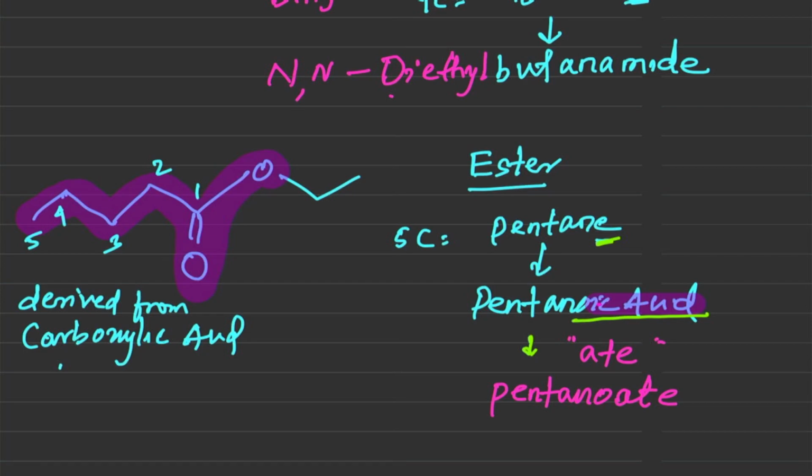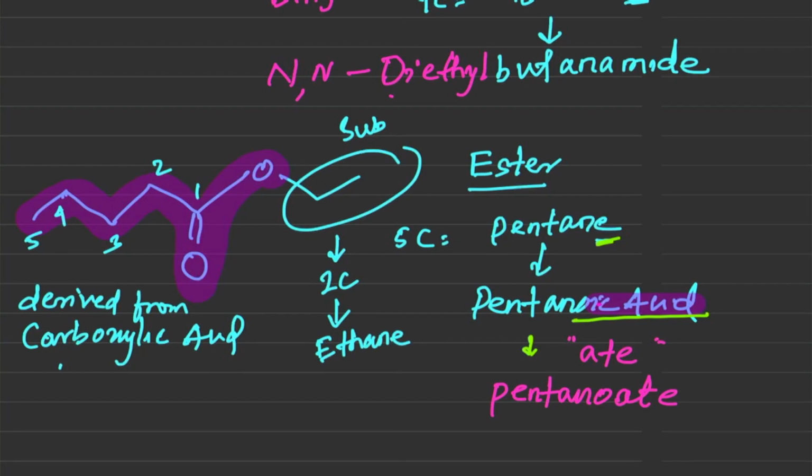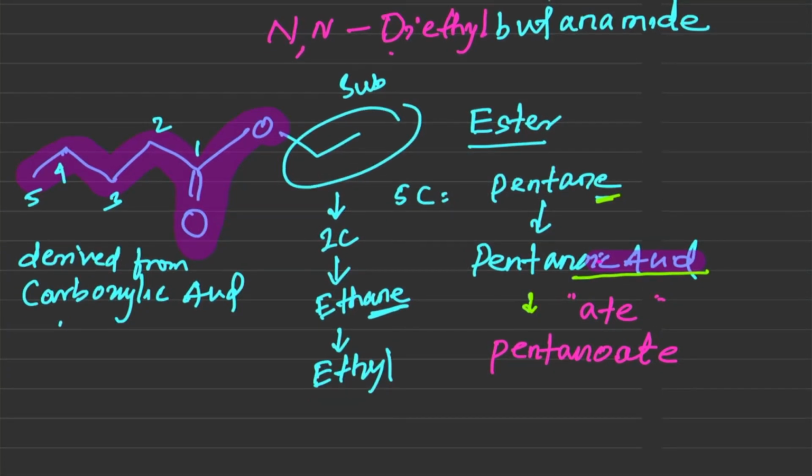Now, what is the substituent here? This is your substituent. The substituent has 2 carbon atoms. 2 carbon atoms means ethane, and every time you have a substituent, the A and E is gone and it's replaced by yl, ethyl. So that's your substituent. So it's going to be ethyl pentanoate. That's how we name our esters: ethyl pentanoate. All right, so that's all about it. I'll stop this video here.